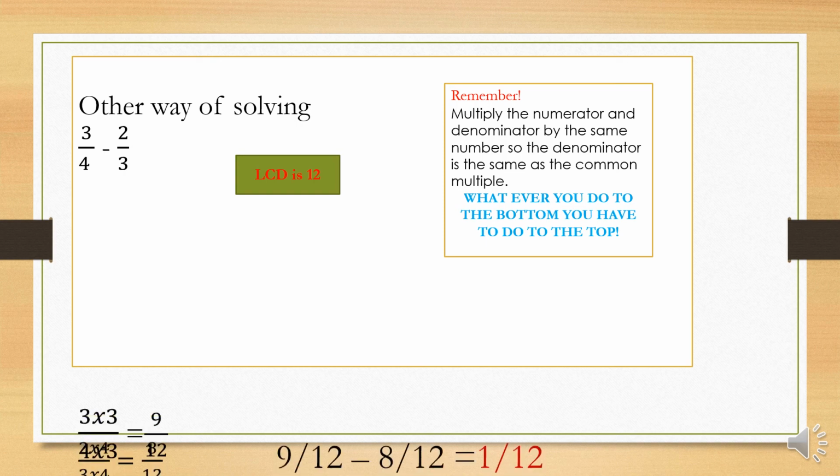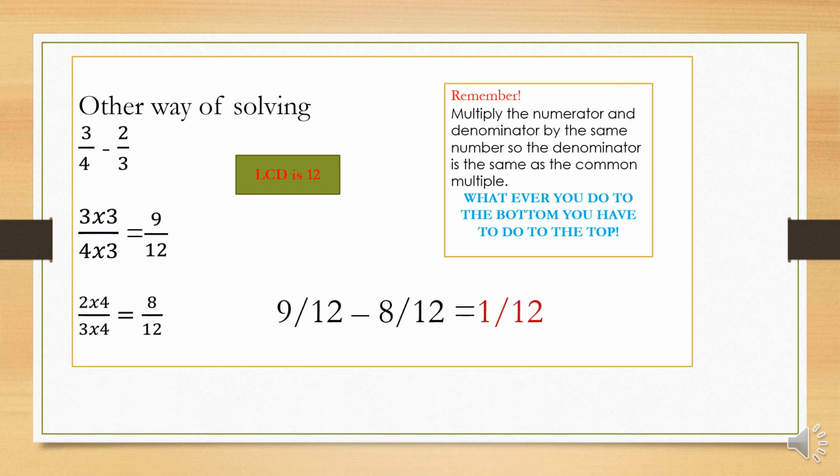Let's look at our example. Let's have first the first fraction. So we have the denominator is 4. 4 times 3 equals 12. So we will multiply also 3 in the numerator. So it becomes 3 times 3, 9. Next, in the second fraction, we have 3 times 4 equals 12. So times 4 in the numerator, 2 times 4 equals 8. So 9 over 12 minus 8 over 12, the answer is 1 over 12.